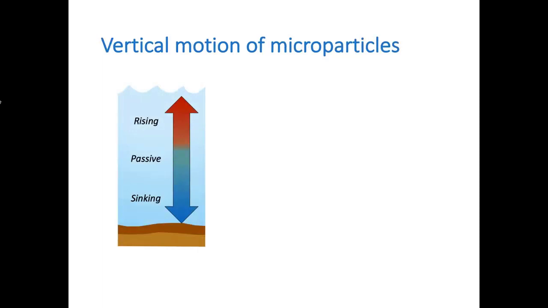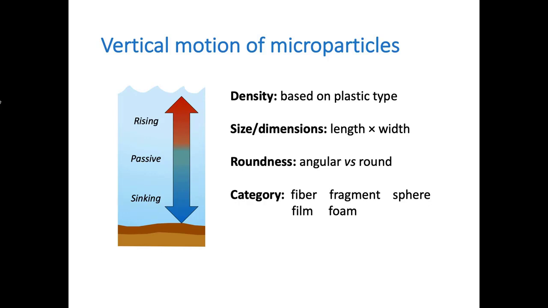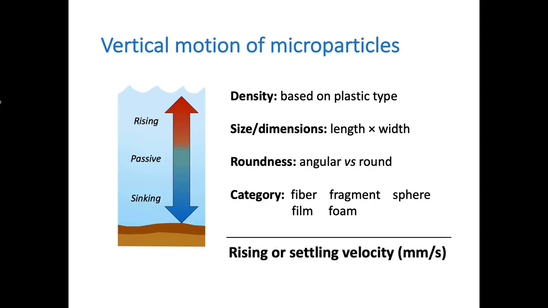So here we're trying to determine whether particles go up or down in the water column or stay in the middle, kind of like scuba divers and fish that just float in the middle layers. In order to know this, we have to know the characteristics of those particles. A lot of things come into play: the density of the particles, how big or small they are, how smooth and round or angular and stringy they are. And then the general categories mentioned earlier this morning: fibers, fragments, spheres, and these different categories. If we combine all these things together, for any given particle, you can take a guess: this is a fast riser, or a fast sinker, or in between, or a slow riser, slow sinker. And using this data, we'll be able to get an estimate of the rising or settling rate of each individual type of particle that we see.